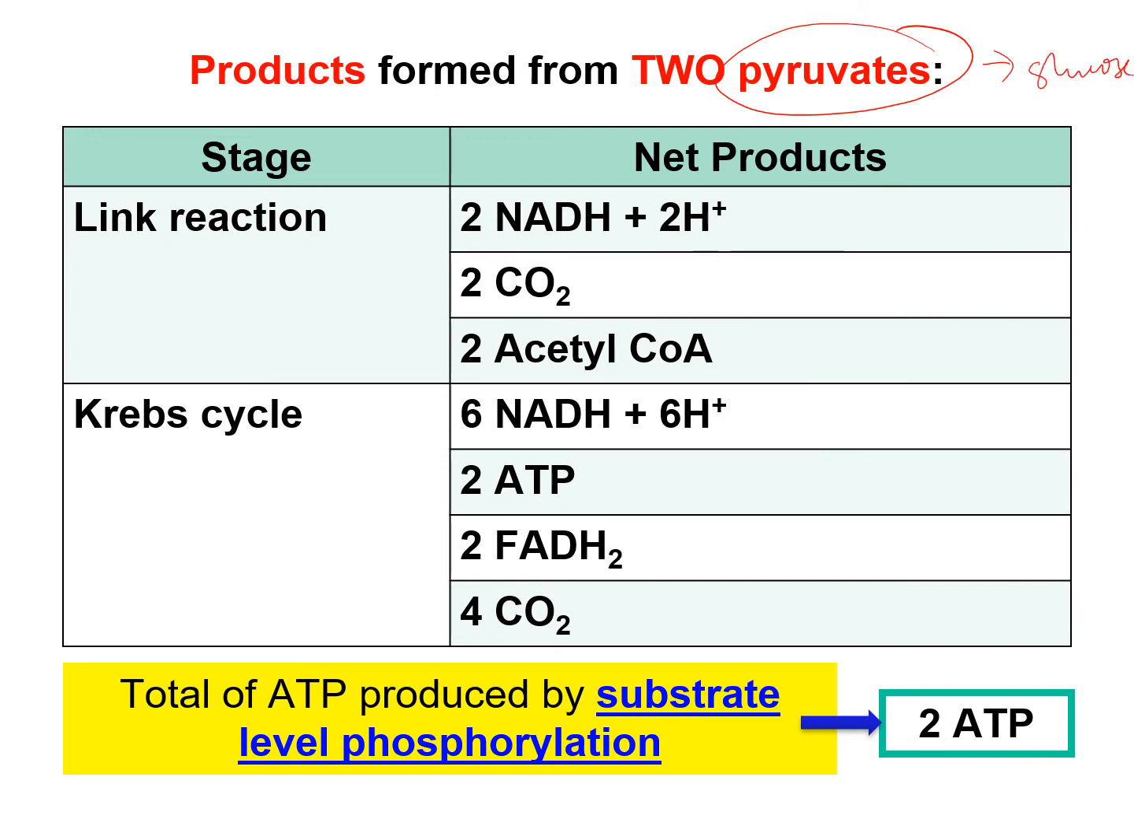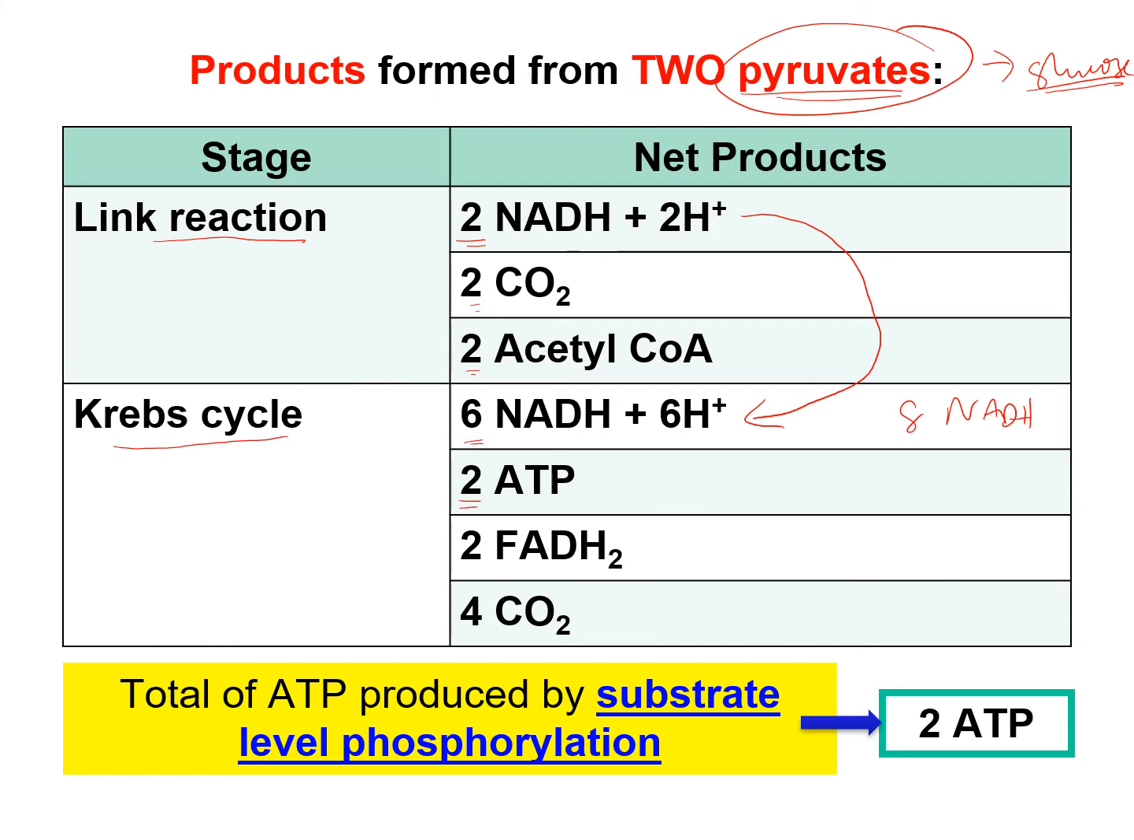Okay, 1 glucose. But 1 glucose will involve glycolysis. So we want to start with what happens in the mitochondria. So 2 pyruvates, because it is after glycolysis. So 2 pyruvates involve link reaction and Krebs cycle. So the net products of the link reaction should be 2 NADH, 2 carbon dioxide and 2 acetyl-CoA. And then we add the NADH that is also produced in Krebs cycle. So we should have 8 NADH because Krebs cycle yields 6.